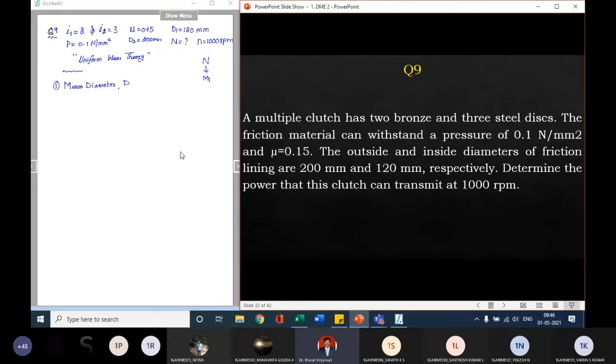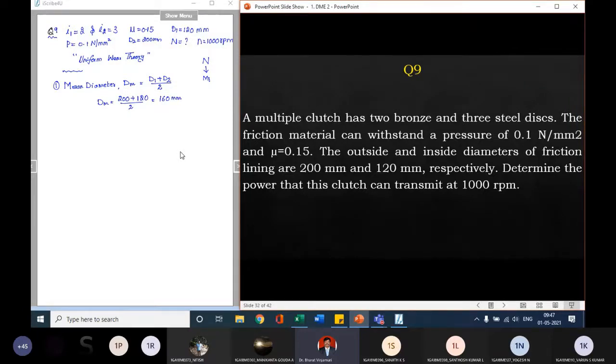Mean diameter is given as dm. The formula is (d1 plus d2) by 2. Once you have got this, dm is equal to (200 plus 120) by 2, 160. So, how much? 160. Yes, sir. 160. You have got dm.